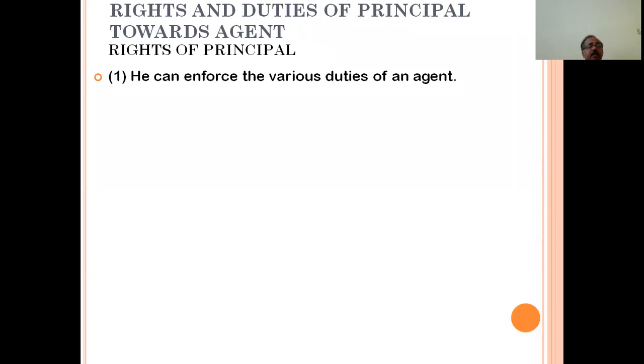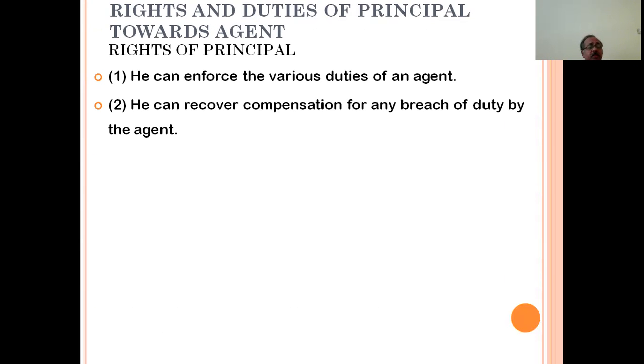Then we will discuss rights and duties of the principal towards the agent. So what are the rights and duties of the principal towards the agent? First point is rights of the principal. So these are the rights of the principal.